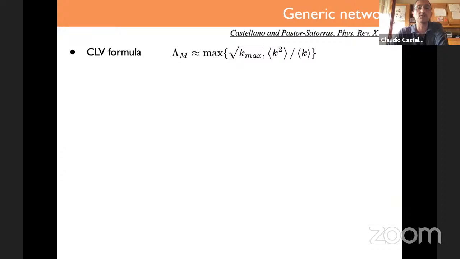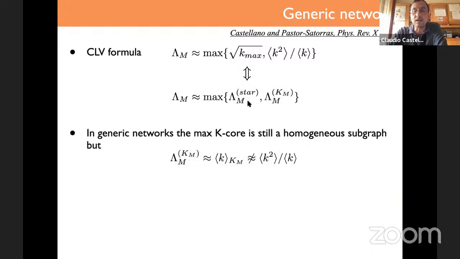So as I told you before, this formula can be interpreted as saying that the largest eigenvalue is given by the competition between two subgraphs, the star surrounding the hub or the maximum k-core. This star surrounding the hub exists also in generic networks. If you have a hub, you can always consider the nodes around it, the leaves around the hub, and they will give you a contribution equal to the square root of k max. The problem is with this other term, because in generic networks, the maximum k-core is still a homogeneous graph. So you can say that the largest eigenvalue of the maximum k-core is well approximated by its average degree, but it is no longer true that this is equal to the square root of the ratio of the moments for the whole system.